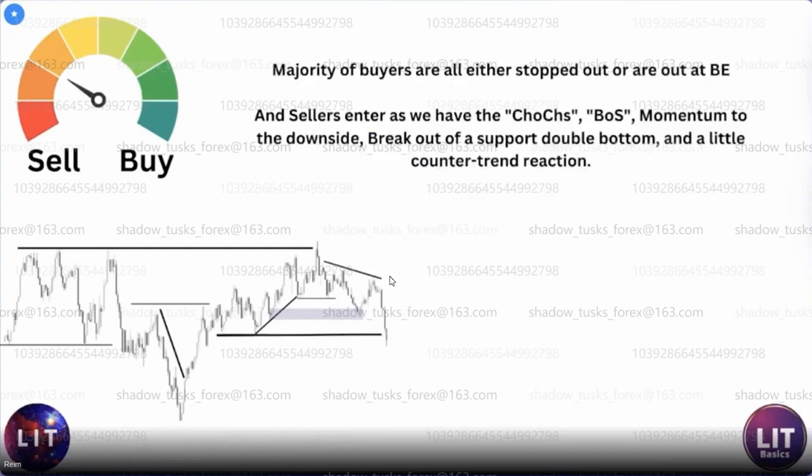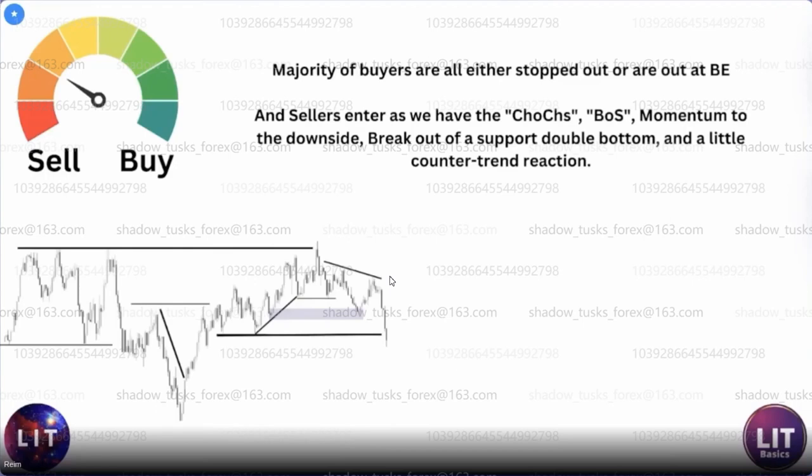So how do I do it? Boom. Here is what? Majority of buyers are either stopped out or at break even, and sellers enter, as again we have the CHoCH in here, the change of character, the break of structure, momentum of the trend line, further of the trend line, and of course support, double bottom, right? Got broken in here, right? And a little counter trend reaction as well from here.